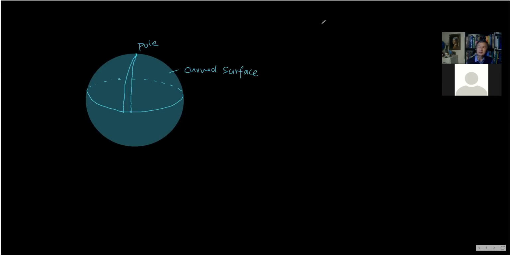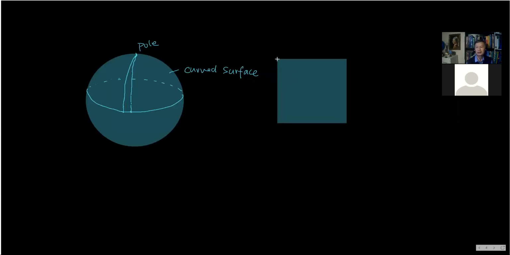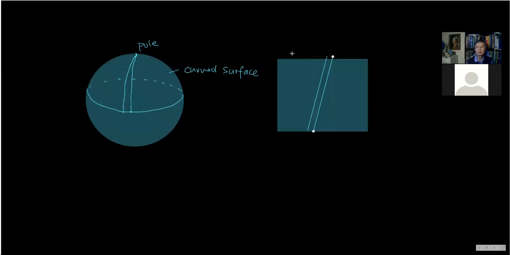So two straight parallel lines will never meet. Does that correspond to flat? If something is flat, these two straight lines will never meet. Do you agree? Yes, this is flat. This is called flat space, a flat surface.